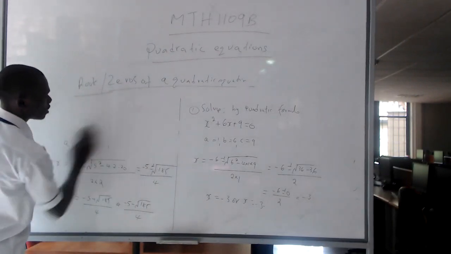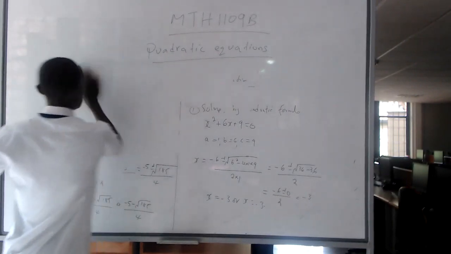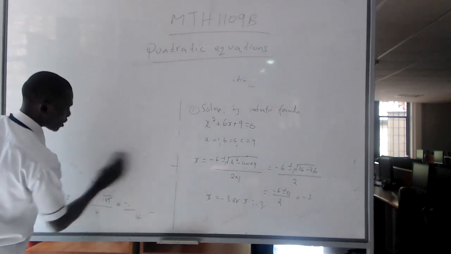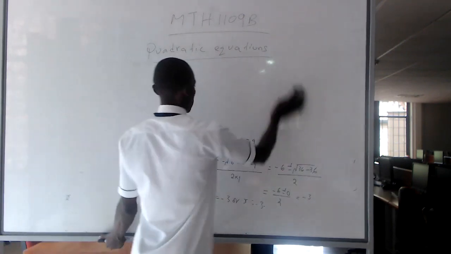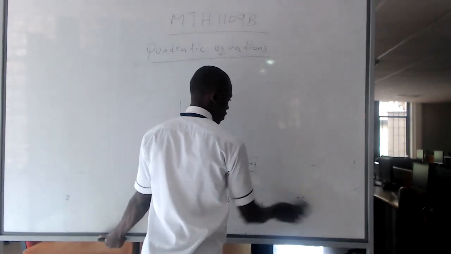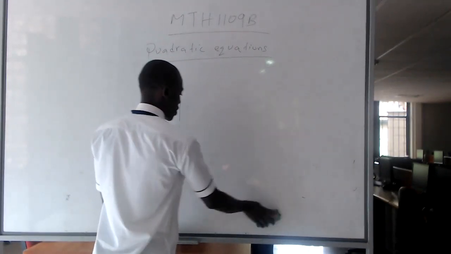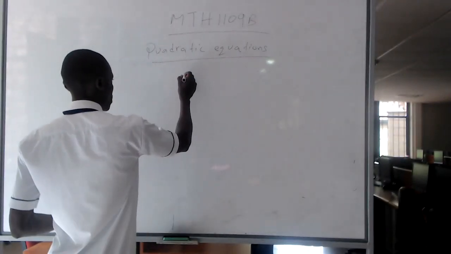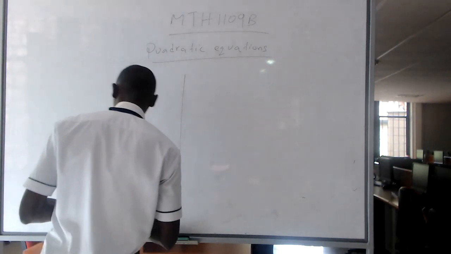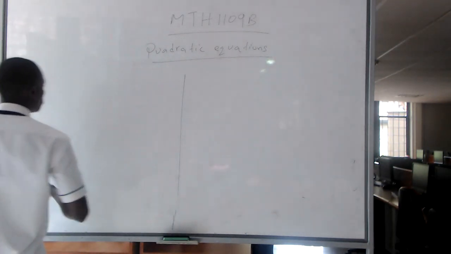Now this brings us to the idea of a discriminant. What is a discriminant and how can we use it to tell whether a quadratic equation will have roots or will not have roots? If it will have, how many? Maybe 2, or will it be 1 that is repeated?